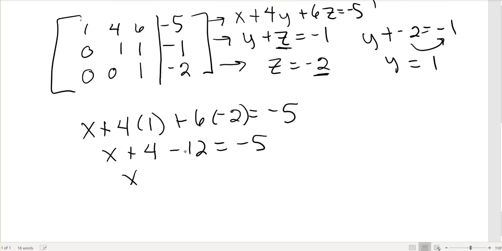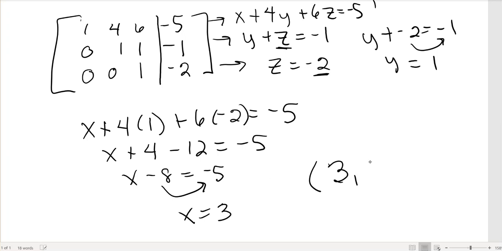Here's X. 4 minus 12 is minus 8. That's negative 5. So I'm going to push that 8 over to find out X is 3. So my solution to this set of equations is 3, 1, negative 2.